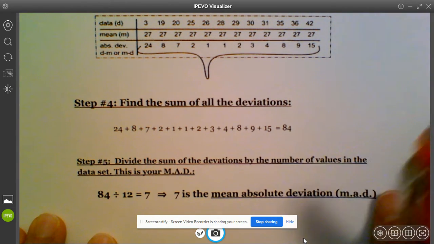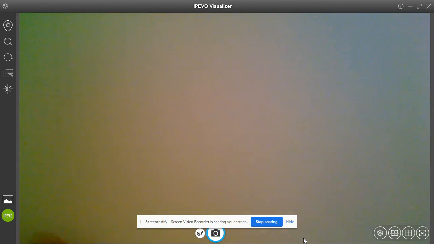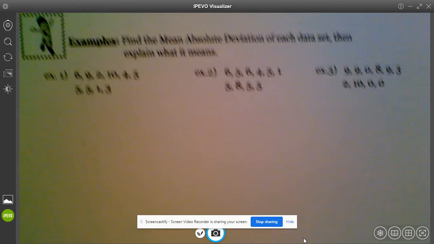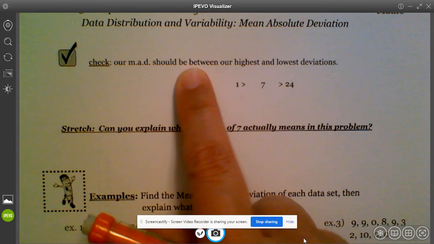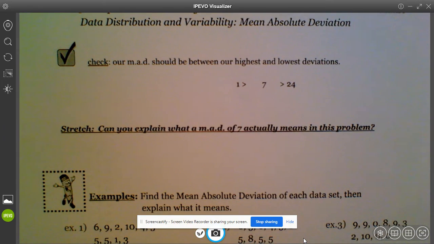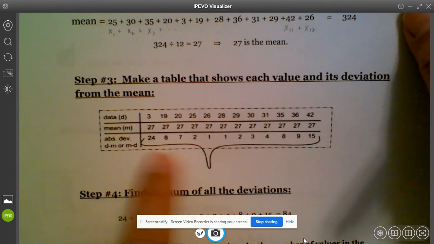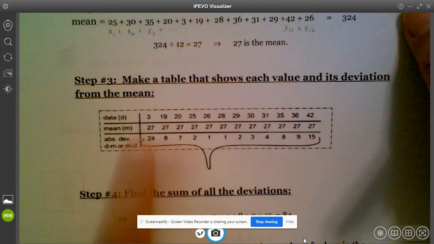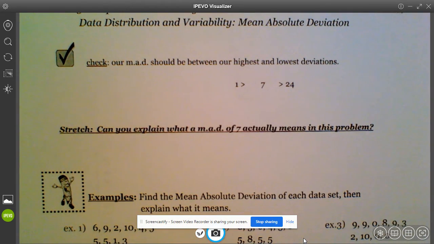Okay, what does that mean? Well, loosely, what it means is that the average distance from the mean is 7 units. Okay. So here's what they do. They check that the MAD should be between the highest and lowest deviations. Okay, well, look here. My lowest deviation was 1. My greatest deviation was 24. So the MAD should be within there. Okay, and it was. 84 divided by 12 was 7.